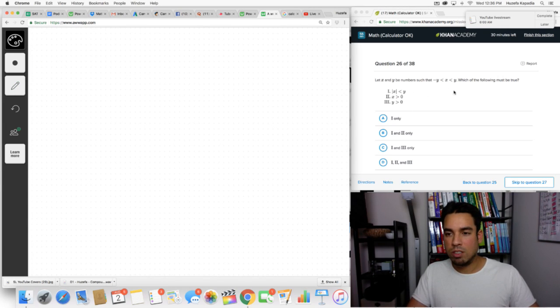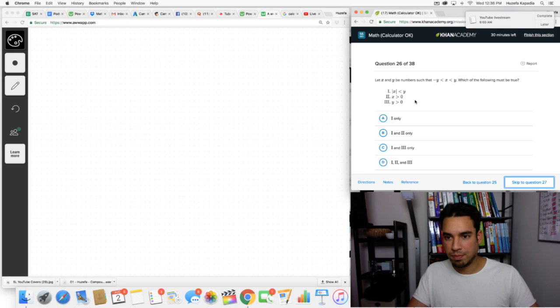Let x and y be numbers such that x is between negative y and y. Which of the following must be true? Let's see. If x is in between y and negative y, it's greater than negative y. That definitely means that y is positive, because it can't be less than a negative and then greater than a positive, that doesn't make sense. So 3 is definitely right.